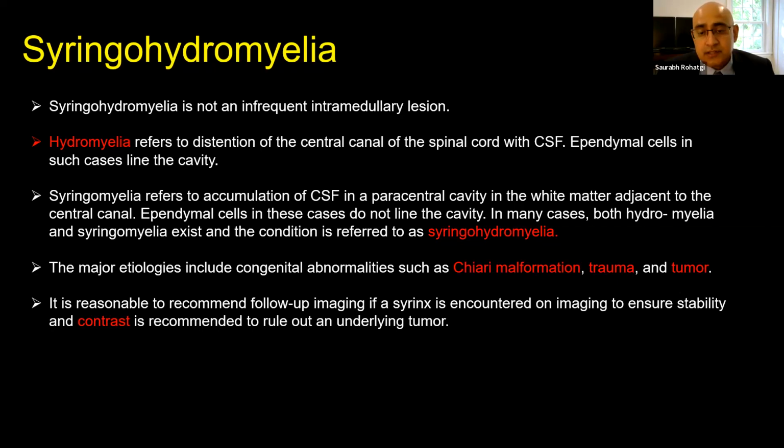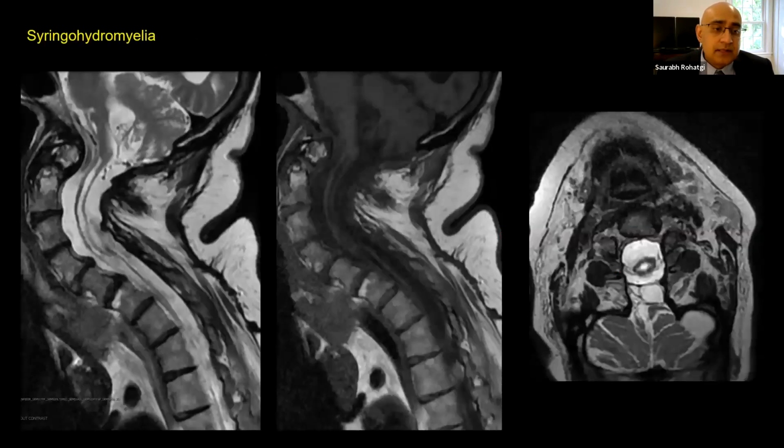The major etiologies include Chiari malformations, trauma, and tumors. And it's reasonable to recommend a follow-up imaging if you see a syrinx on imaging to ensure stability. And contrast is usually recommended to rule out an underlying tumor. So this was a case of syringohydromyelia. This had a Chiari malformation. You can see CSF-intensity cord signal change. So this is already cord myelomalacia within the cord itself.